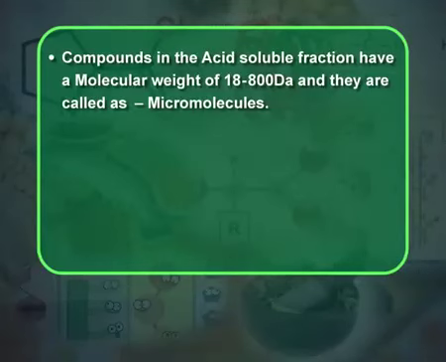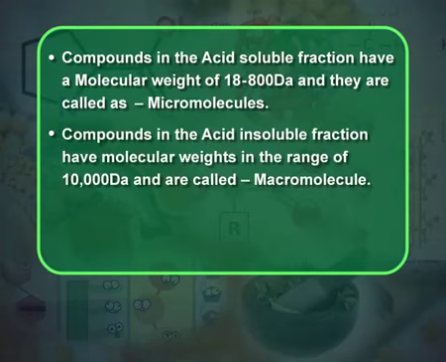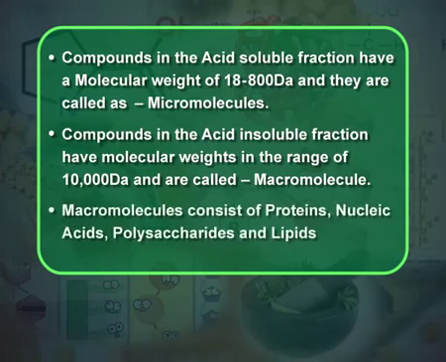Friends, when we had crushed our living tissue in the presence of trichloroacetic acid, we had obtained two fractions, acid soluble and acid insoluble. Compounds in the acid soluble fraction have a weight of 18 to 800 Dalton. These compounds are known as micromolecules, whereas the compounds in the acid insoluble fraction have a higher molecular weight in the range of 10,000 Daltons, and these are known as macromolecules. Macromolecules consist of biomolecules like proteins, nucleic acids, polysaccharides and lipids.